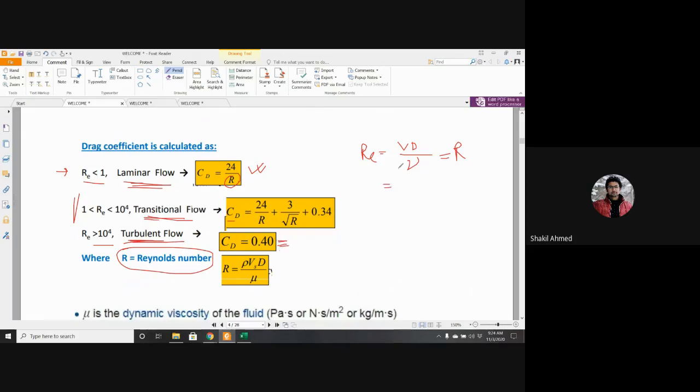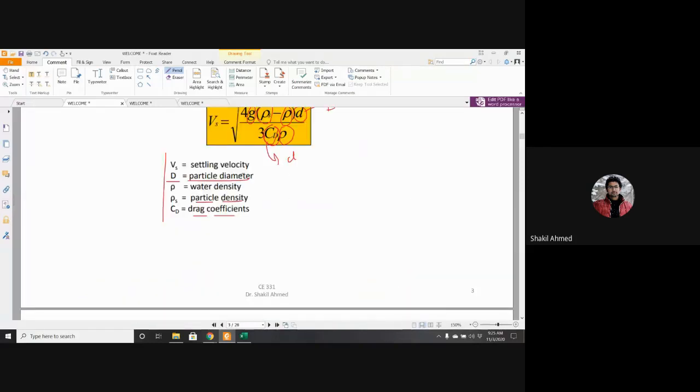Here, this can also be written as Vd divided by nu, which is mu over rho. From there you can write rho into V d divided by mu. By the way, d is not the pipe diameter here. D is the particle diameter.